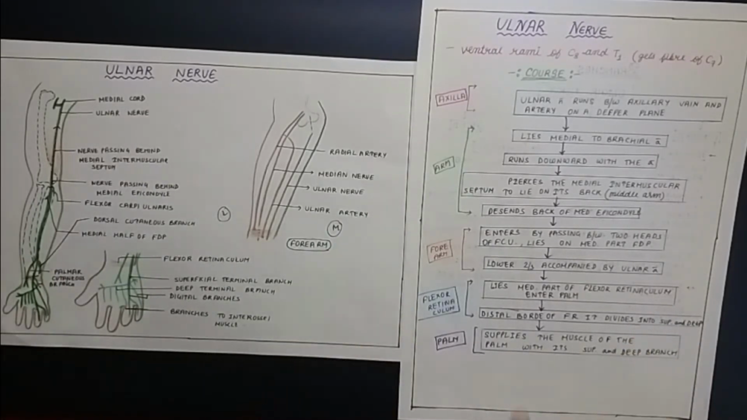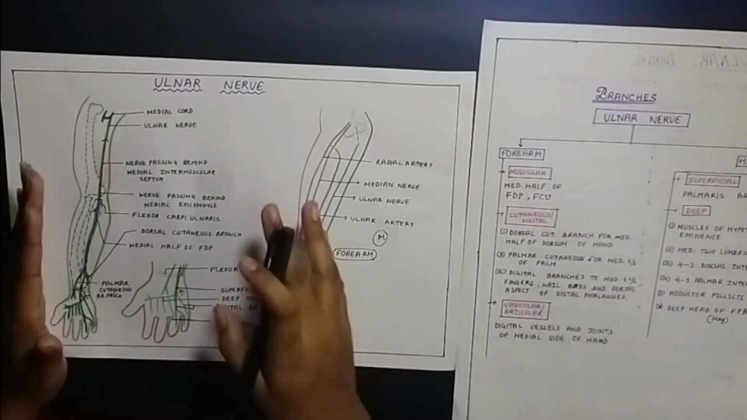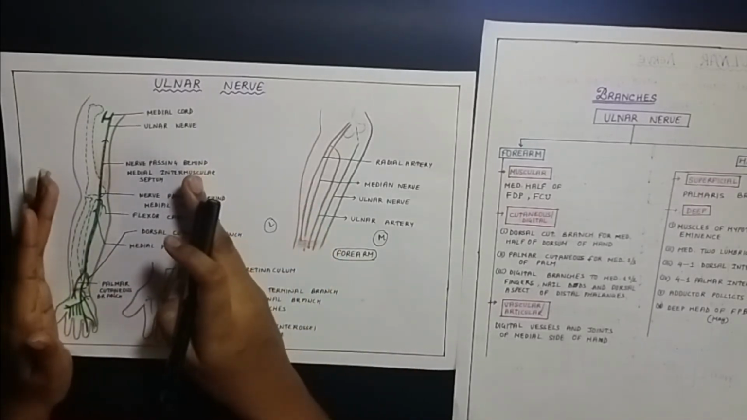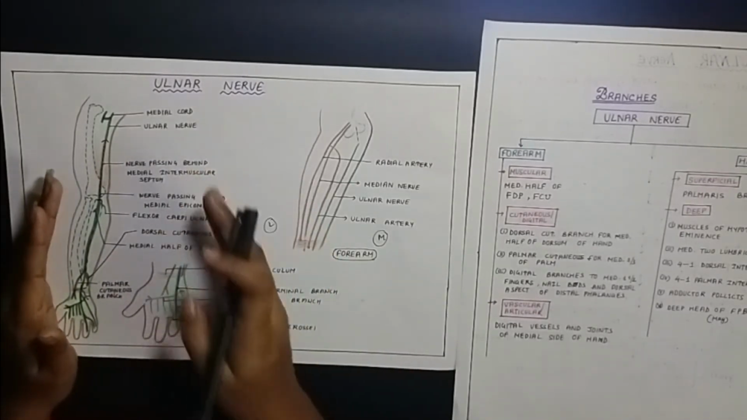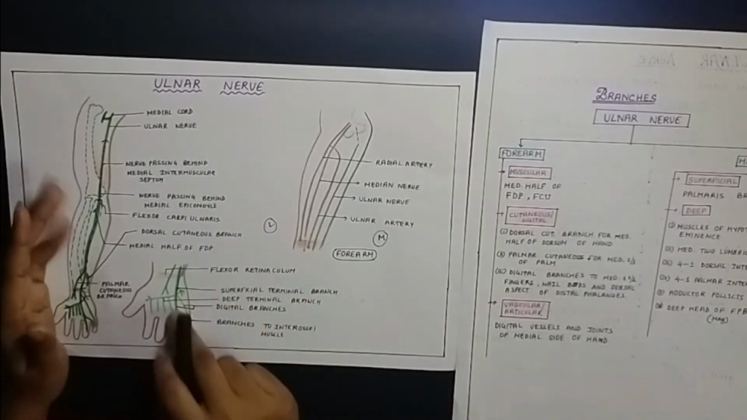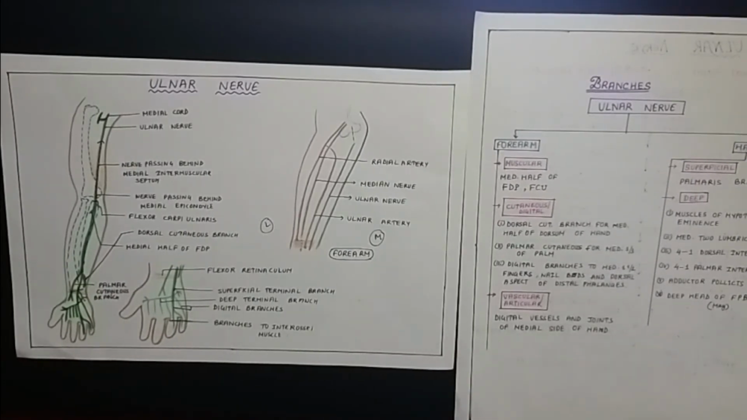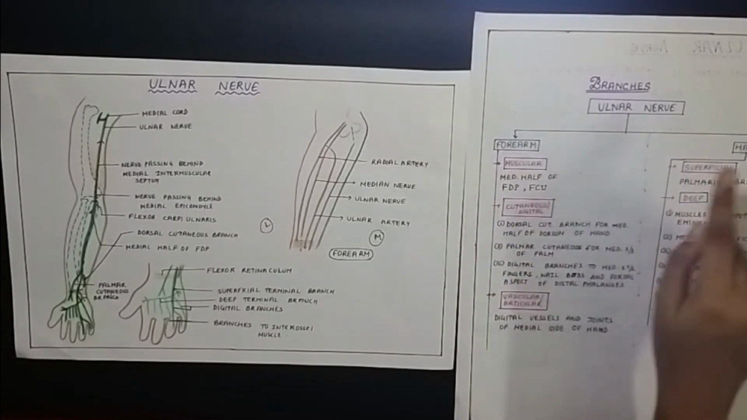And next let's move on to the branches. For that, again you will refer to this diagram. If you want, you can draw this diagram itself, because if it comes as a question you have to draw a picture. So you can have this picture. Okay, so what are the branches of the ulnar nerve? See, the ulnar nerve doesn't give any branches in the axilla or the arm. It gives branches only in the forearm and in the hand.